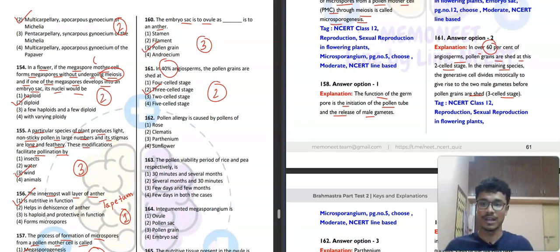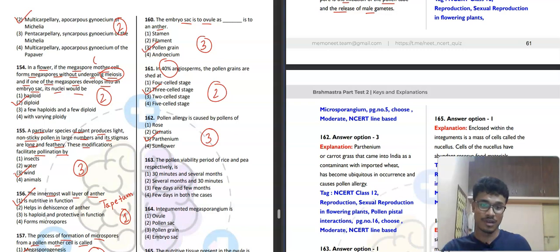Now, moving towards the next question, that is pollen allergy is caused by pollens of. So, pollen allergy is caused by pollens of rose, clematis, parthenium or sunflower. So, pollen allergy is caused by parthenium. Third option will be our correct answer for this question.